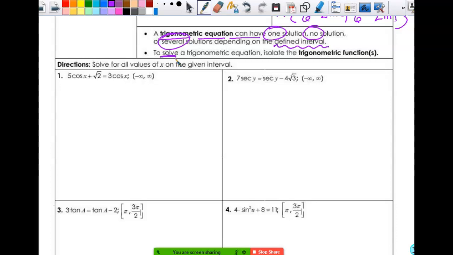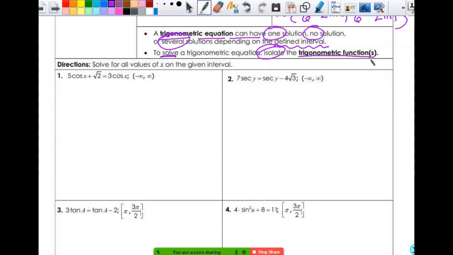Okay, to solve a trigonometric equation, we isolate the trigonometric functions. What that means is you solve these just like you solve a regular equation. If we have a simple algebraic equation and you're solving for x, your goal is to isolate the variable, right? That's our goal here too, but we isolate the trigonometric function. That's like isolating the variable. So instead of x, we have cosine x, and that's what we isolate.